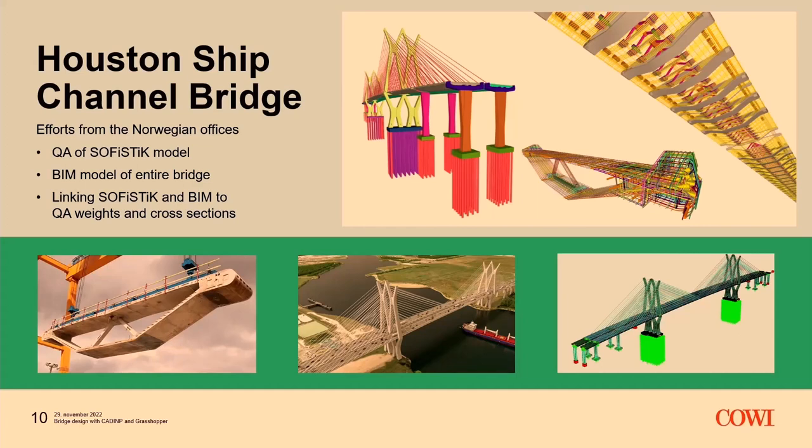And of course, the Norwegian offices aren't allowed to do the design in North America, but we did the QA of the SOFiSTiK model. We also did a BIM model of the entire bridge with all of the million rebars and thousands of post-tensioning cables included. And despite not showing any images of it here, we actually used the CADINP-based interface to get the data directly from the database into Grasshopper, because in Grasshopper we also had all the geometry, and that way we could do a QA of the cross sections that were used in the FEM model, and we could also do a QA of the weights that were applied for the different parts of the model.